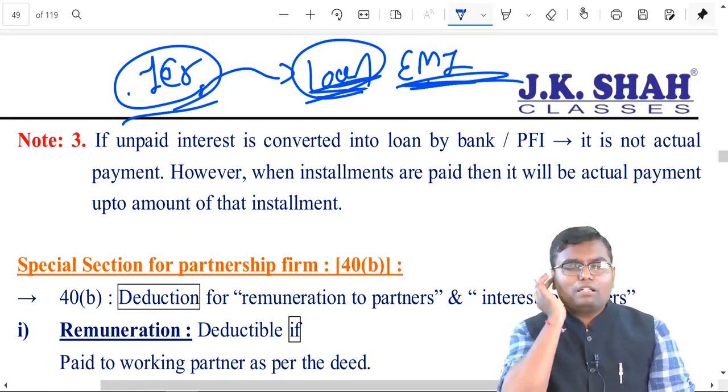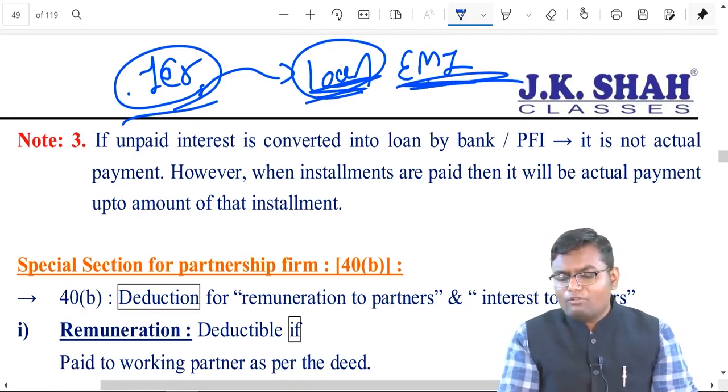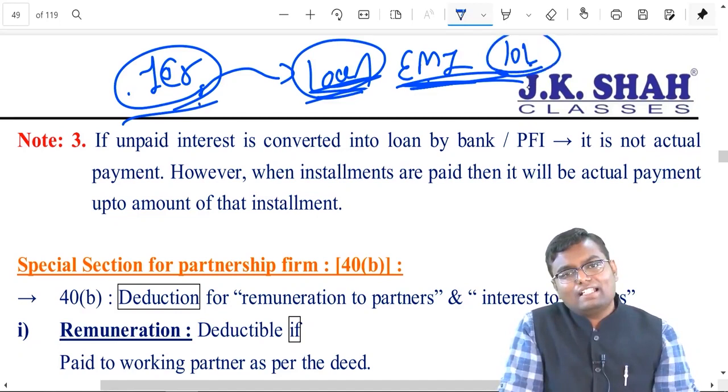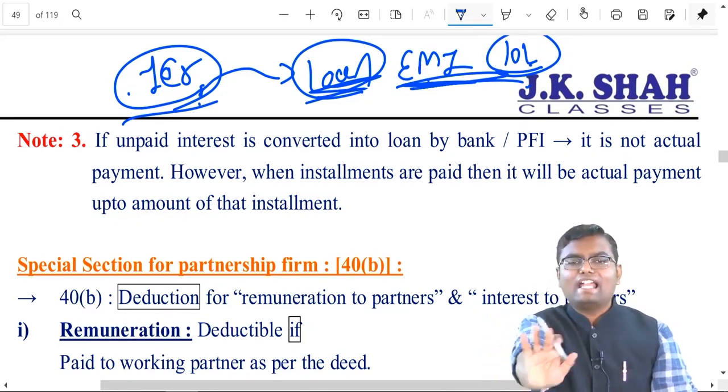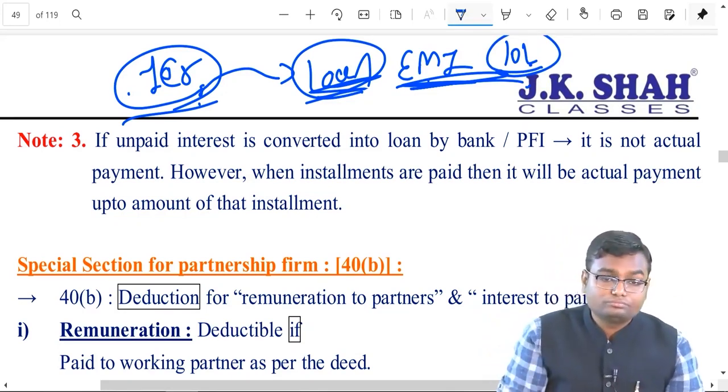So in the year in which you are paying the EMI, let's say in 2021 I have paid 10 lakh rupees of EMI, then indirectly I am paying interest of rupees 10 lakh to the bank. I will get a deduction only of 10 lakh, not of the entire 1 crore.